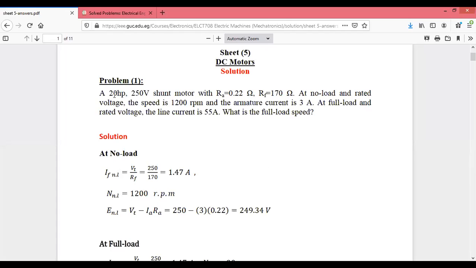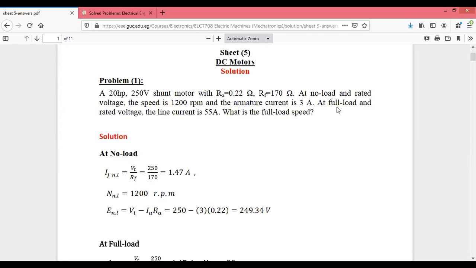So there is a question. What is the question? A 20 HP, 250 volt shunt motor with armature resistance Ra, which is nothing but the armature resistance, and Rf, which is nothing but the field winding resistance. So what have they given here? They have given the value of the total voltage, the armature resistance, and the field resistance, and you are supposed to solve for the full load.